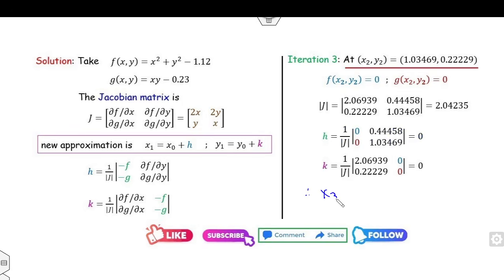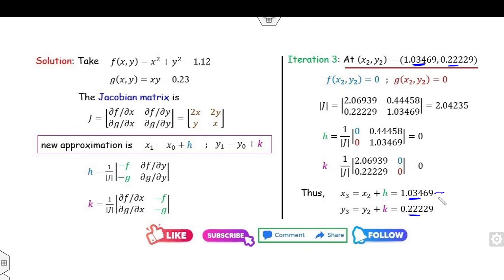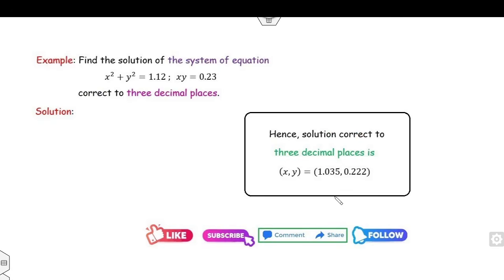So what is my x3 and y3? Both are the same. Now clearly, up to the 3 decimal places, the value of the x is the same, the value of the y is also the same. Hence, you can convert them up to the 3 decimal places. It is a round of them, it is a 5 and it is my 2, that is the right answer.